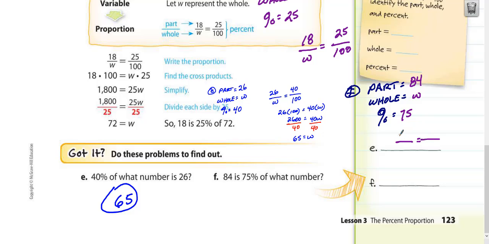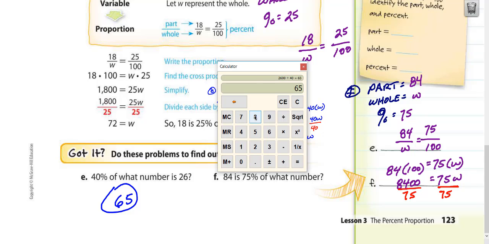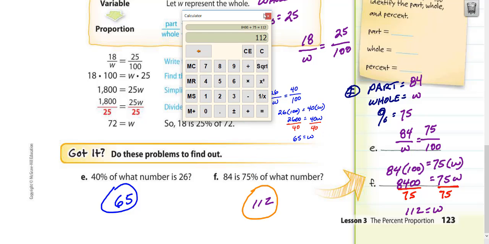So again, we set up our proportion. 84 is the part, some unknown is the whole, 75% and 100. And then the process is the same, 84 times 100. And it's really nice when you multiply by 100 because you just add the two zeros. So 8,400 equals 75 times W, or 75W. Once again, divide by that coefficient, 75. And we have 8,400 divided by 75 is 112. 112 is how much the whole is. The entire amount was 112, and 75% of that amount was 84.